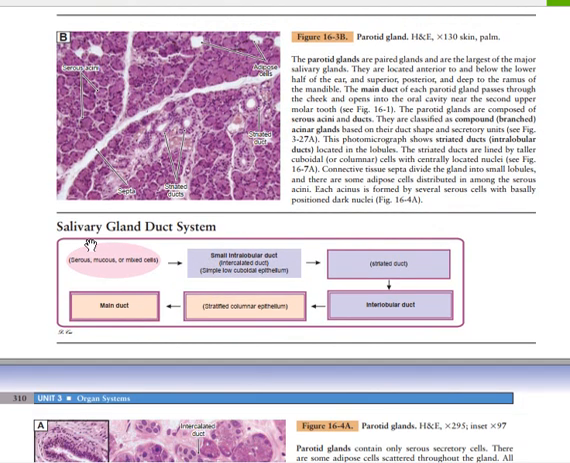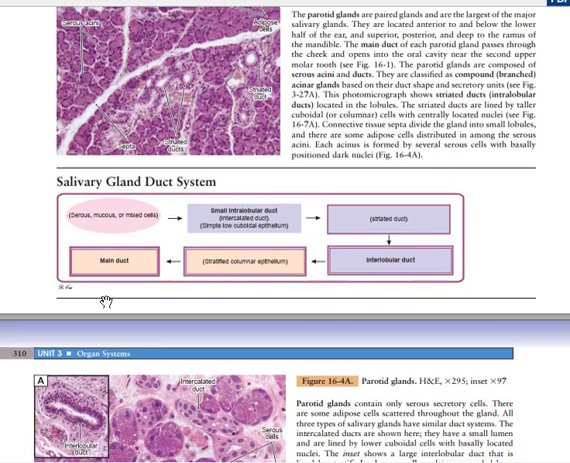Now generally in the salivary gland, the duct system starts from the gland, that is the acinus or tubules, then it goes to the small intralobular ducts, then to the striated ducts, then to the interlobar ducts, then to the main ducts, the major ducts.